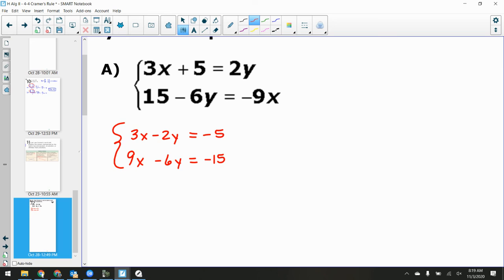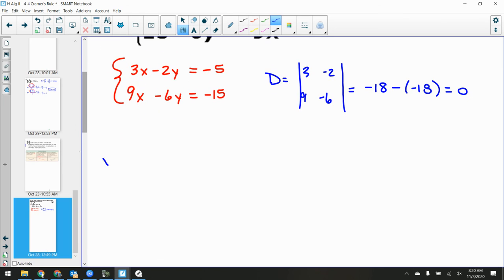Okay, let's find big D. That is 3, negative 2, 9, negative 6. So I've got a negative 18 minus a negative 18. Okay, my big D determinant is 0. So alarm bells are ringing. I know that this is a special case. It's either infinite or no solutions. So let's check and see which one it is.